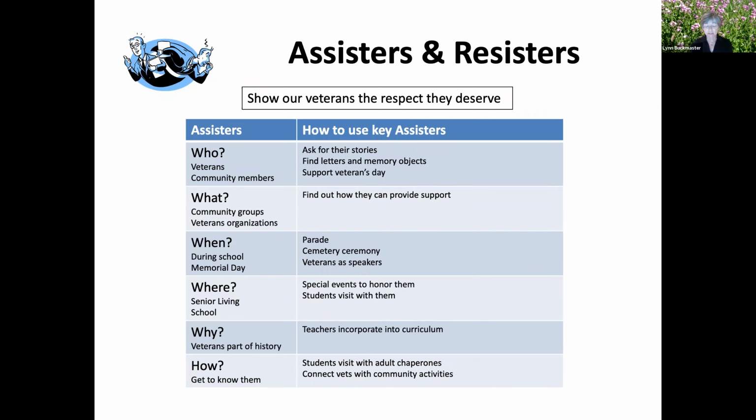Why? Because veterans are a part of our history. The teachers could incorporate this into their curriculum. And how: we could get to know them. Students could visit them with adult chaperones, and we could connect vets with community activities.